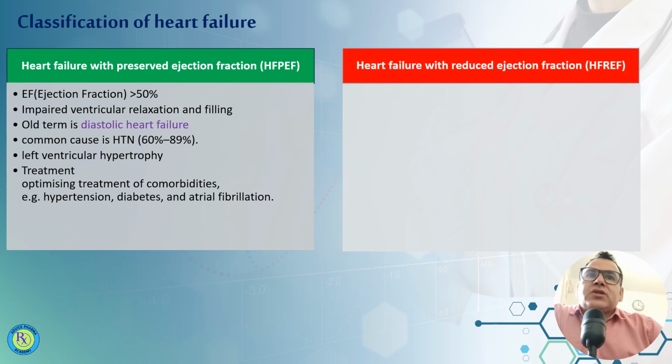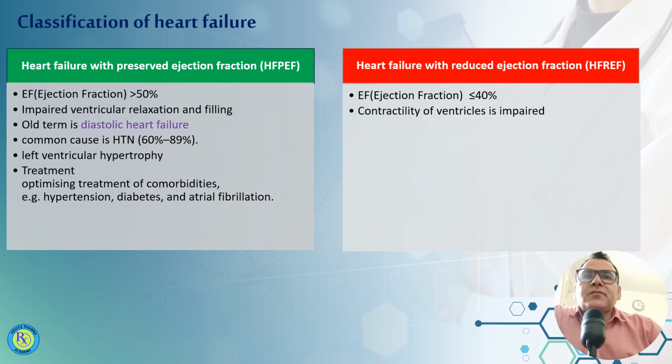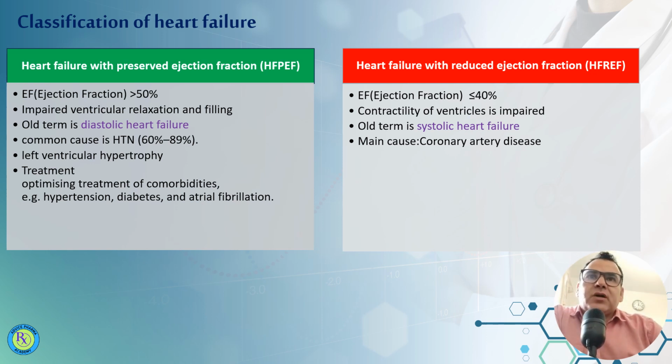The second type is heart failure with reduced ejection fraction. This is the most common and the disease that needs more attention and optimization of treatment, where the ejection fraction is below 40% and the contractility in the ventricle is impaired. So here the problem is in the ventricle's pumping of blood. Before, it was called systolic heart failure. The main causes are coronary artery disease, like MI or stroke.